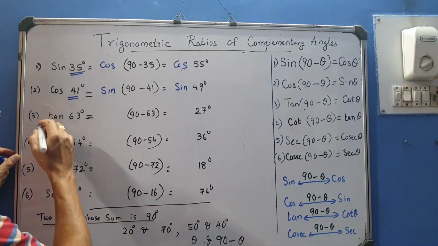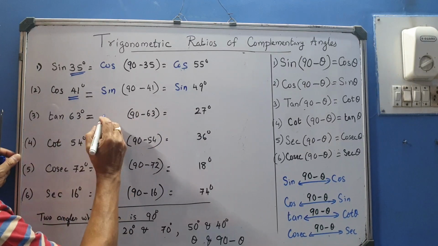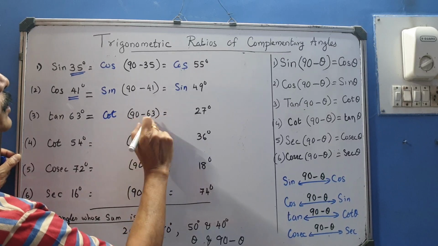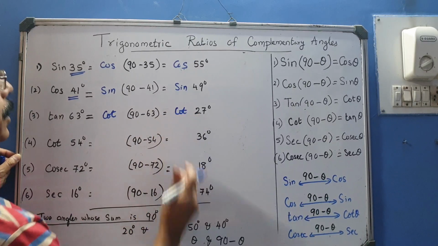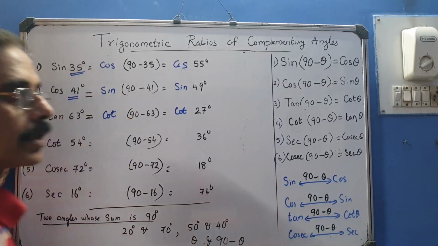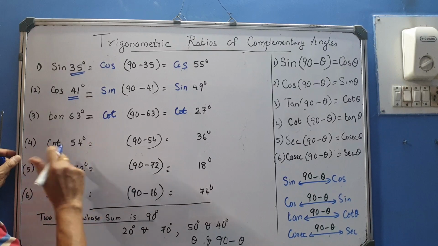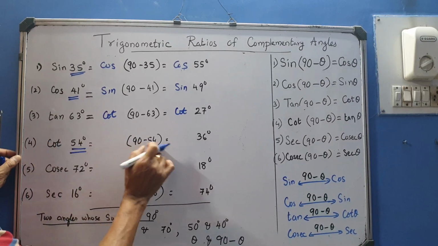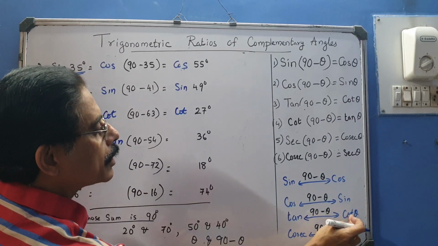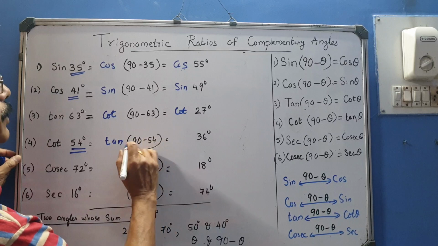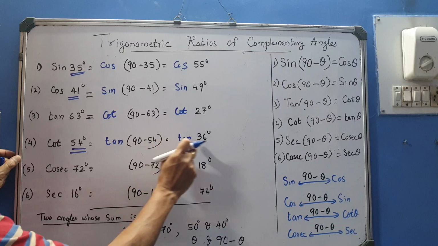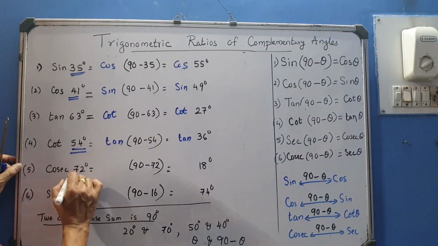Now let's take a tan. We find the complement of 63. 90 minus 63, tan becomes cot. Now subtract the angle, and it becomes cot 27. Now look at tan 90 minus theta is cot theta, or cot 90 minus theta is tan theta. Now cot 54: if you find the complement of 54, that is 90 minus 54, cot becomes tan, because cot 90 minus theta is tan theta. When you subtract the angle, it becomes tan 36. 90 minus 54 is 36.